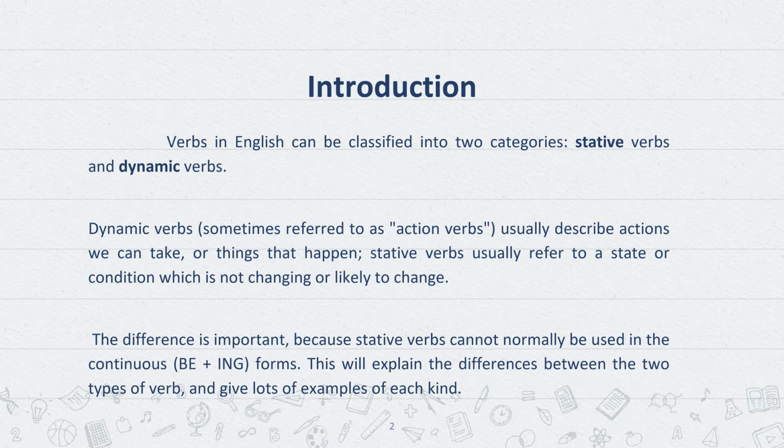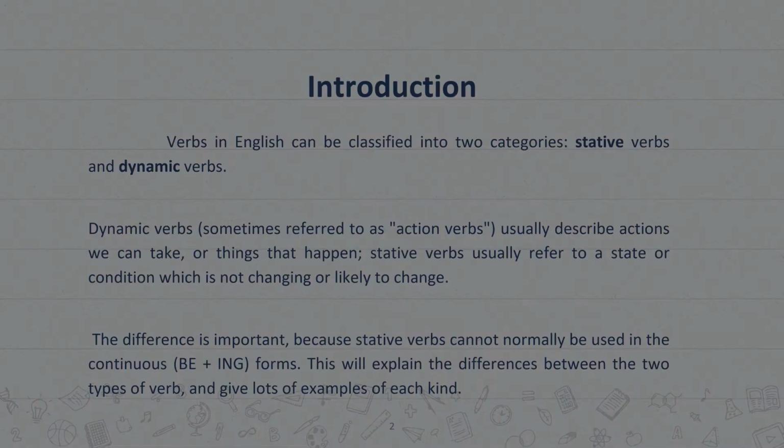Verbs in English can be classified into two categories: stative verbs and dynamic verbs. Dynamic verbs, sometimes referred to as action verbs, usually describe actions we can take or things that happen. Stative verbs usually refer to a state or a condition which is not changing or likely to change. The difference is important because stative verbs cannot normally be used in the continuous be plus ing forms. This will explain the differences between the two types of verbs and give lots of examples of each kind.